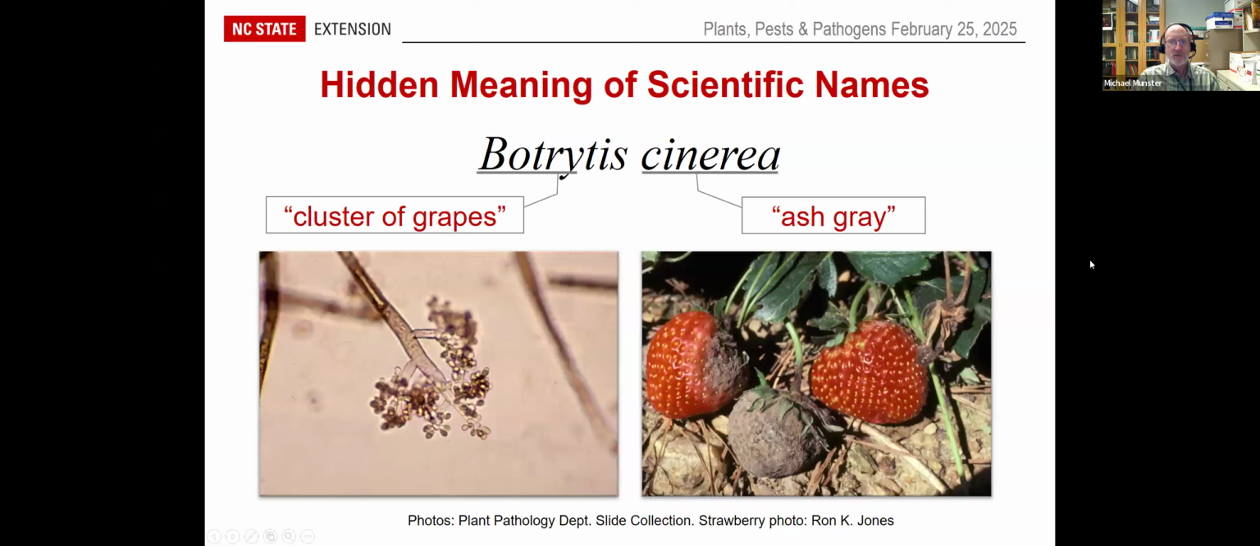Here's an example from the fungal world, Botrytis cinerea. The botry part, anytime you see that, you're talking about something that's going to have clusters in some way or another. It comes from the word meaning a cluster of grapes, and you can see that the spores are reminiscent of that when you look at them under the microscope. Cinerea, and a lot of these specific epithets actually have to do with colors. Cinerea means ash gray, which is the color macroscopically when you see the fungus sporulating on the surface of a plant.